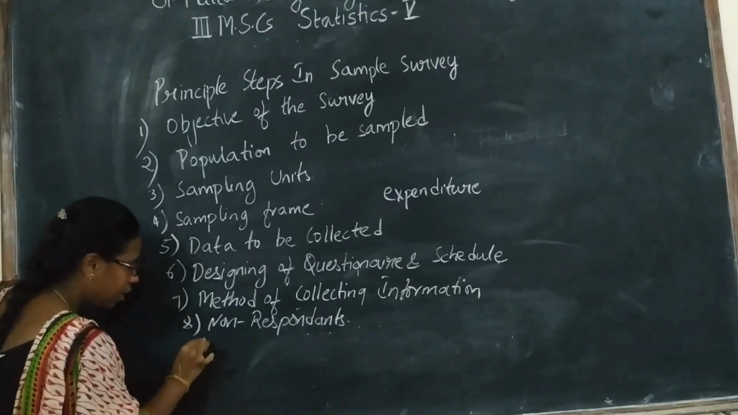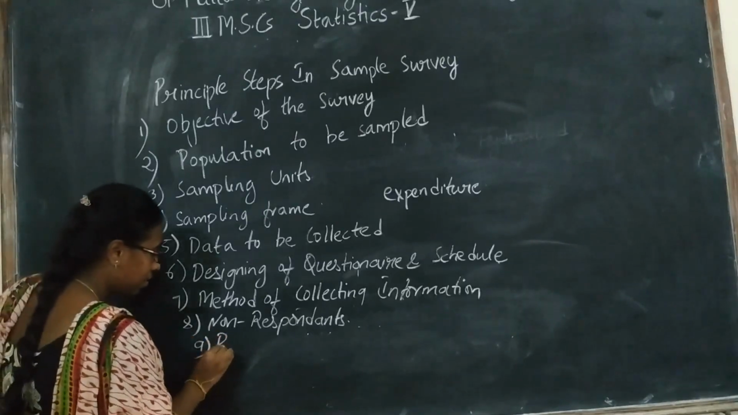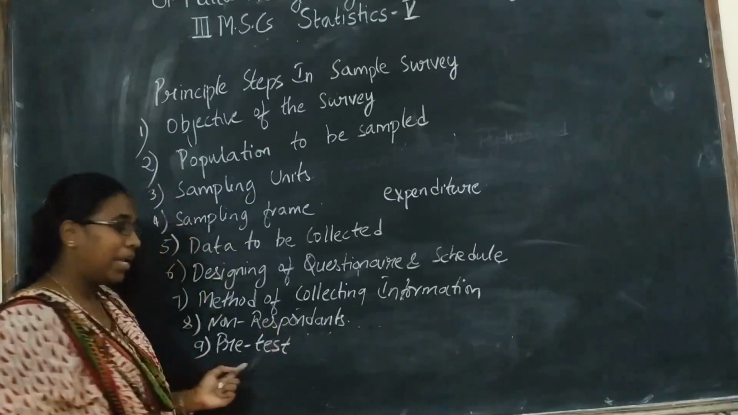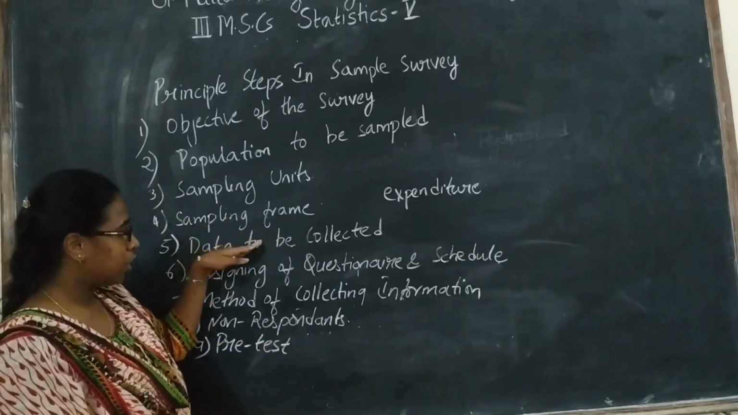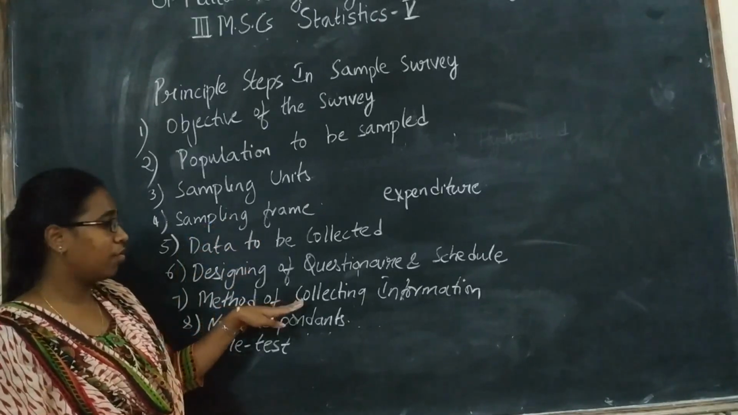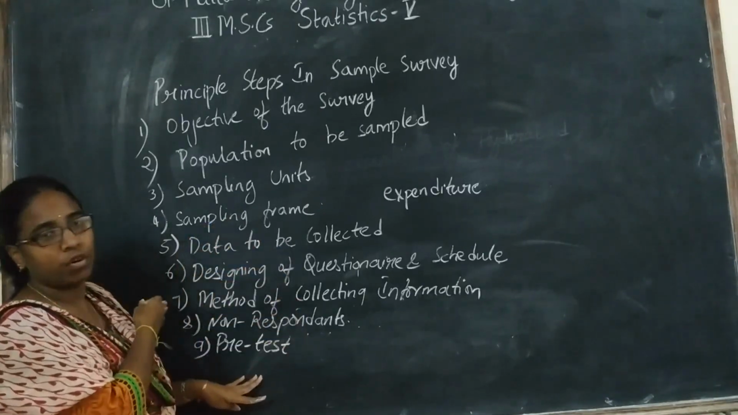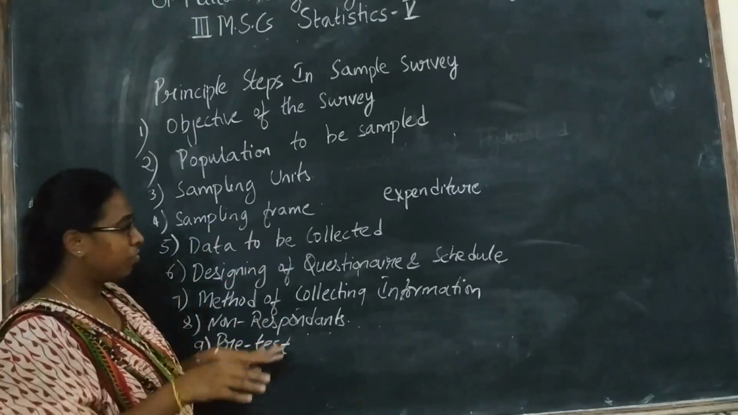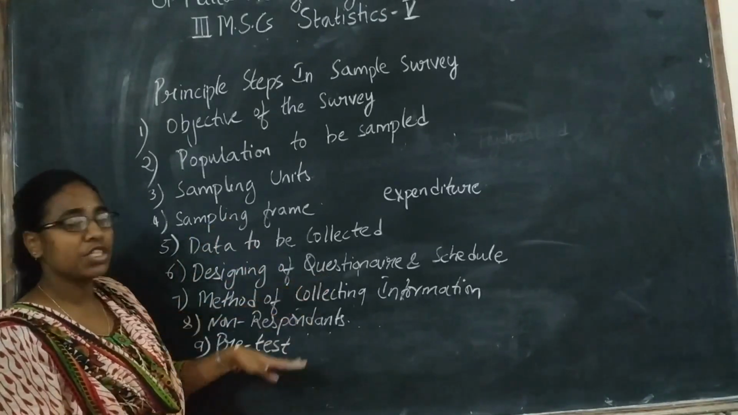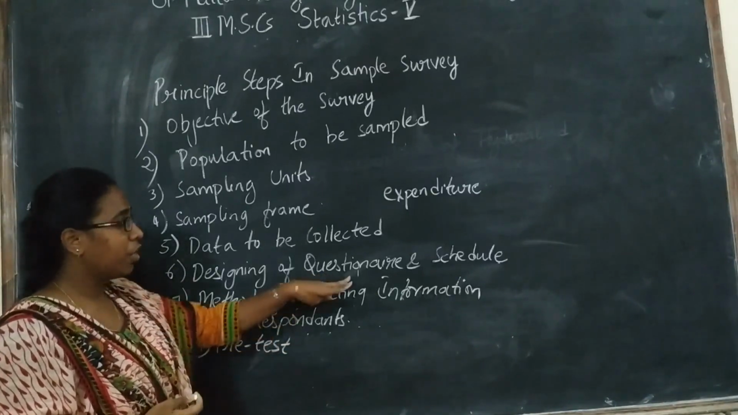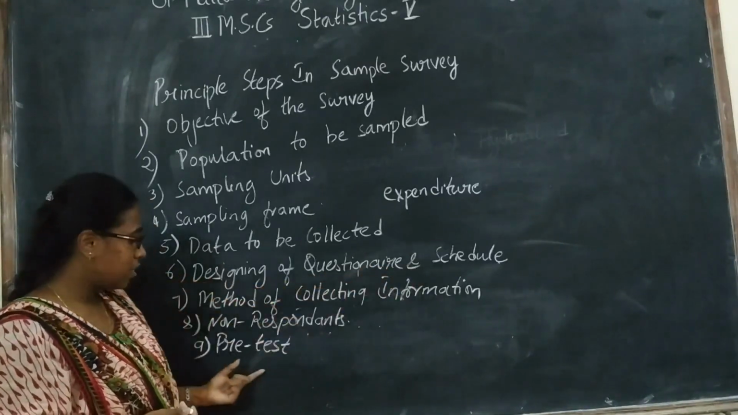So the next, the ninth one, is pre-test. Pre-test means you have prepared a questionnaire, you have collected your information, everything. So pre-test means you are testing it beforehand. Before sending it to the respondents, first you will make a trial of it. Whatever trial you make on your questionnaires and schedules is called a pre-test.